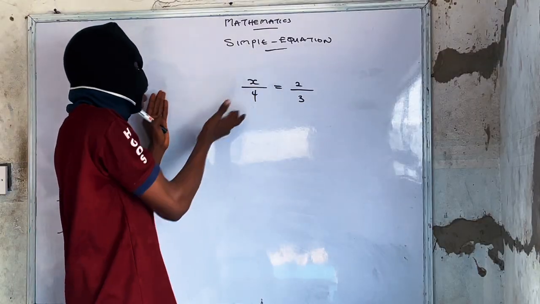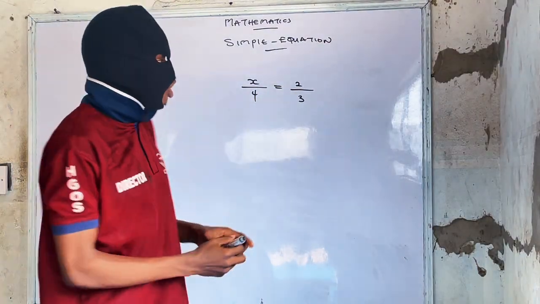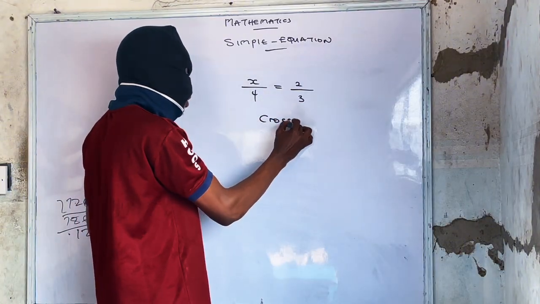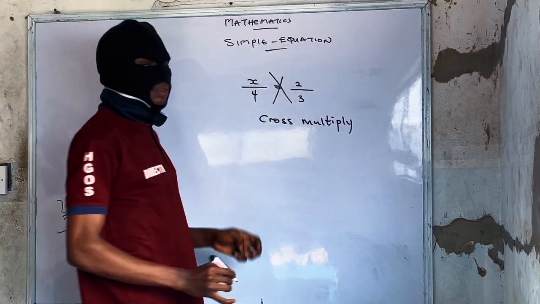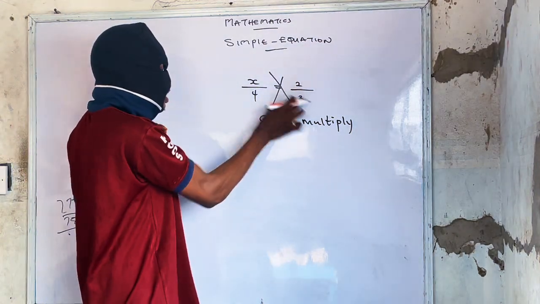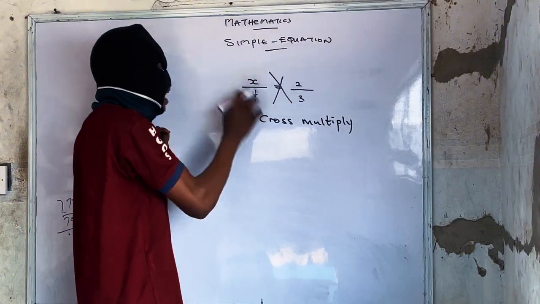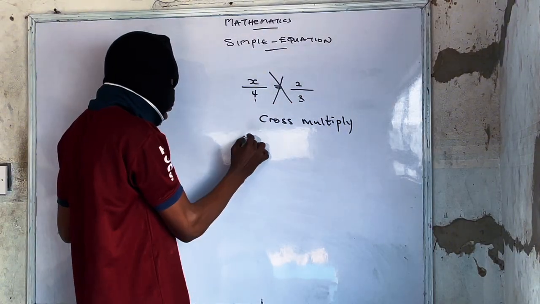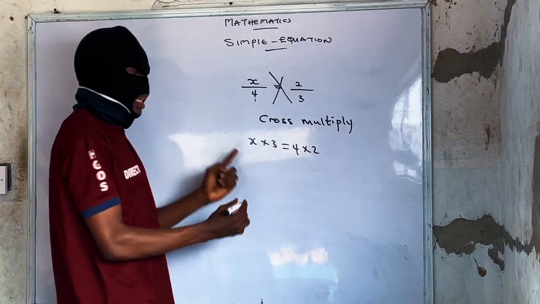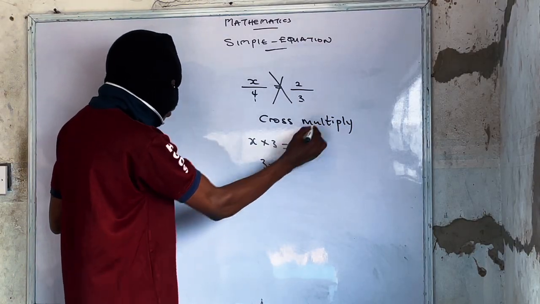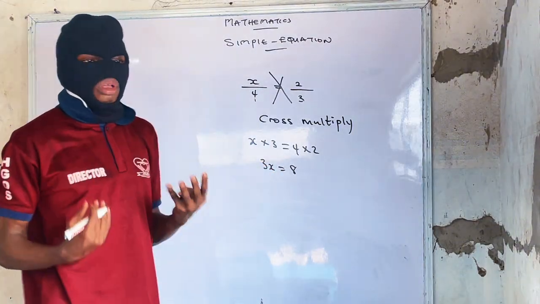Now, since you have x over 4 equals 2 over 3, the next thing we are doing is cross multiplying. Now, this x we multiply by this 3 here, while this 2 we multiply by 4 here. So that was x times 3 equals 4 times 2. Then x times 3 will give you 3x. 4 times 2 will give you 8.